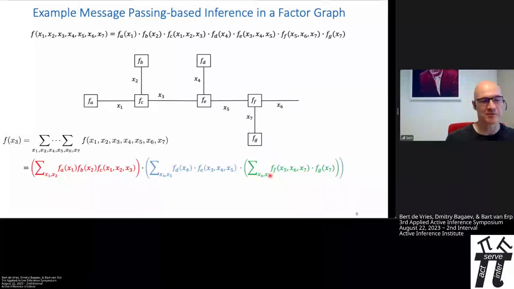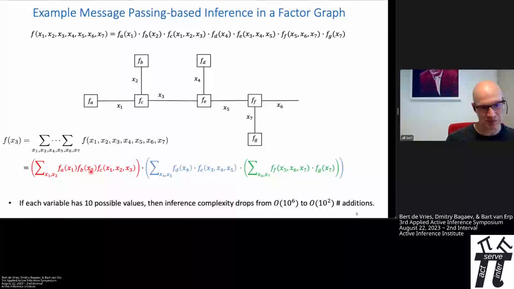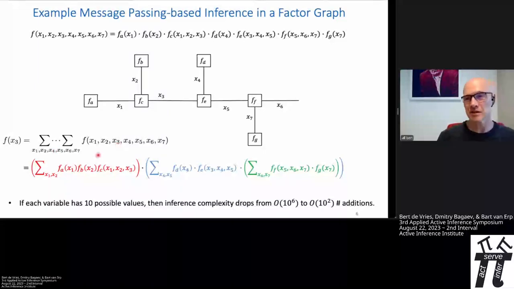So you can imagine that if each variable has 10 interesting values that you need to sum over, then in the original marginalization problem I have 10 to the power 6, so a million terms. And here in red, I have 100 terms, and here I have 100, and here I have 100. So here I have 300 terms, and here I have 1 million terms. So it's an enormous reduction in computational complexity when we make use of this distributive law.